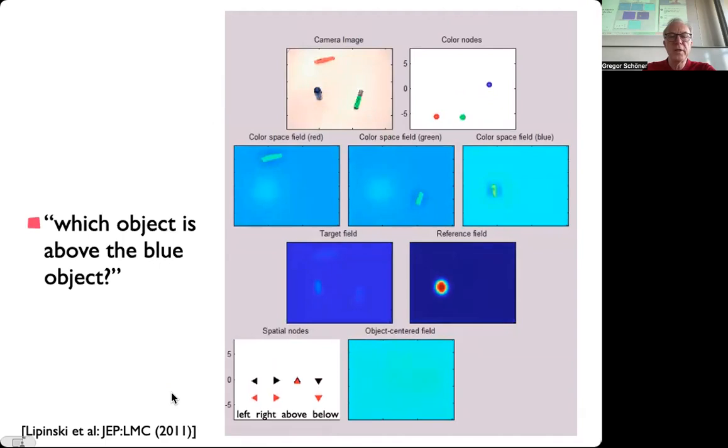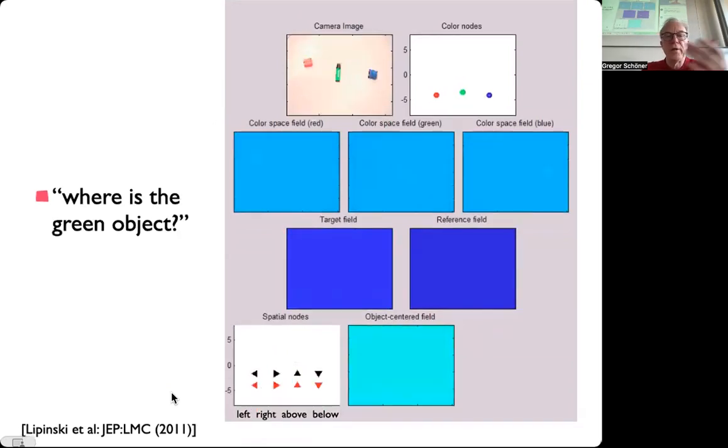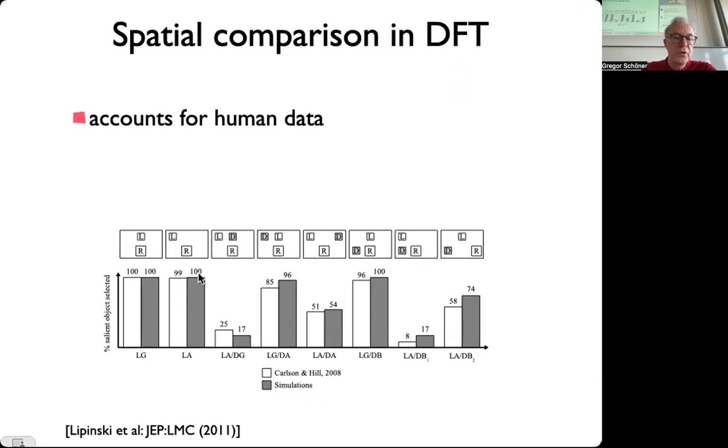You can ask for the object and the relation, and you get it as an answer. The target, and you can even keep two of those slots open. So this early model was compared to experimental data.